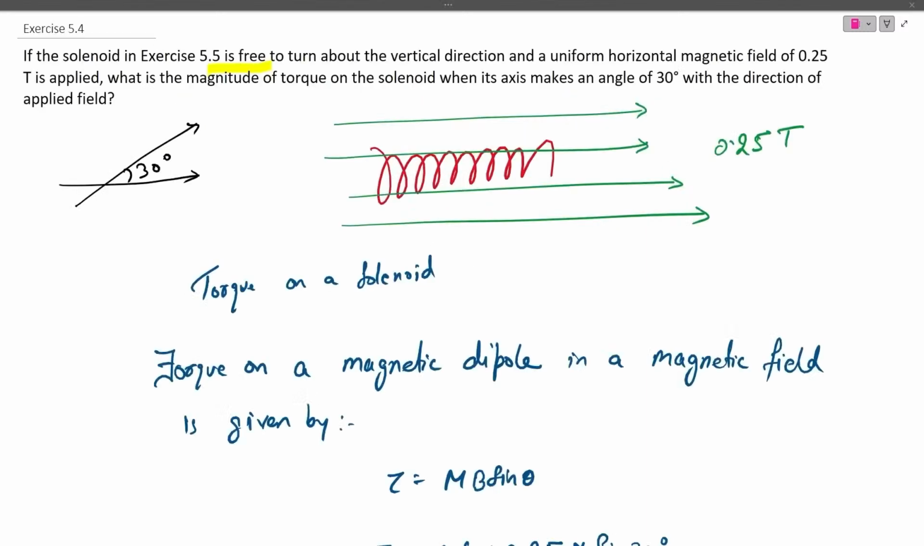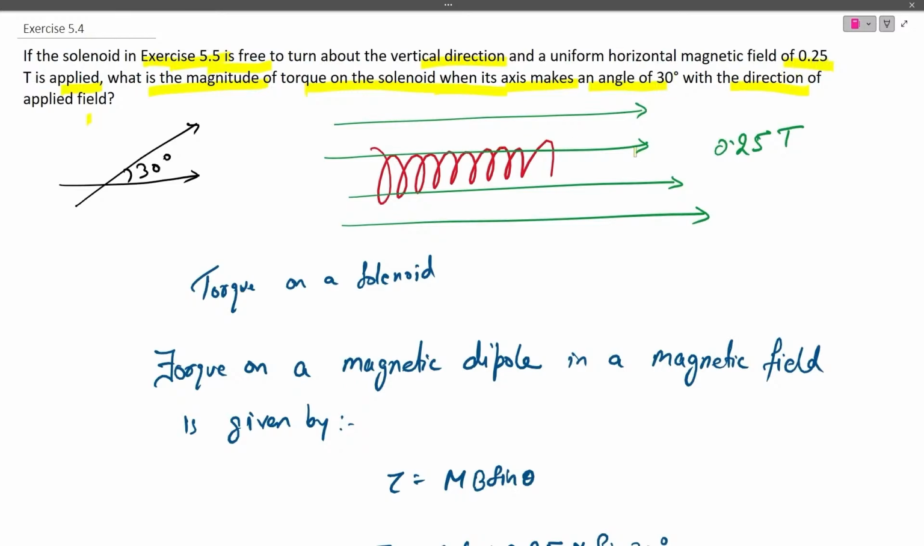The question is saying that if the solenoid in exercise 5.5, the previous exercise, is free to turn about the vertical direction and a uniform horizontal magnetic field of 0.25 Tesla is applied, what is the magnitude of torque on the solenoid when its axis makes an angle of 30 degree with the direction of applied field? Previously we saw a solenoid of 800 turns in which the current was flowing, with a given cross section area. It was not subjected to any external magnetic field. Now in this question, that solenoid is subjected to an external magnetic field of magnitude 0.25 Tesla.